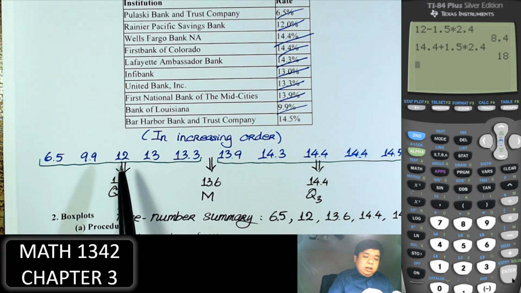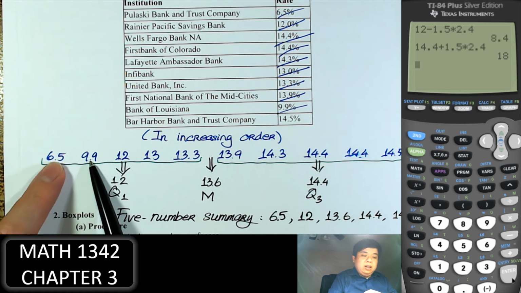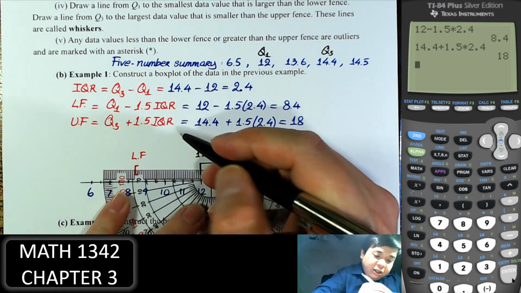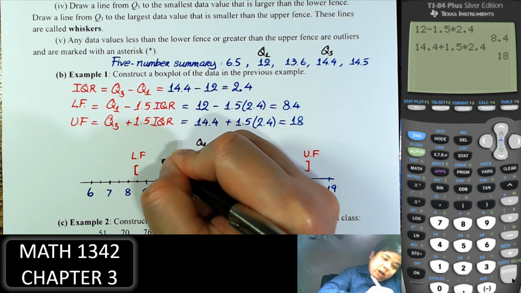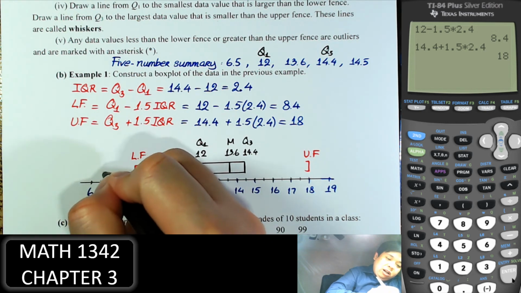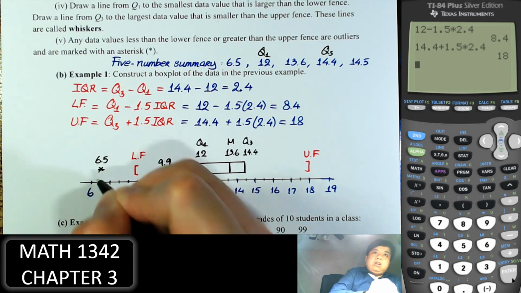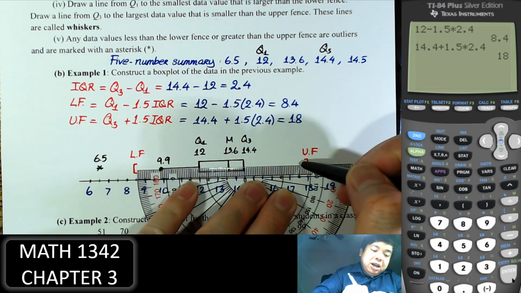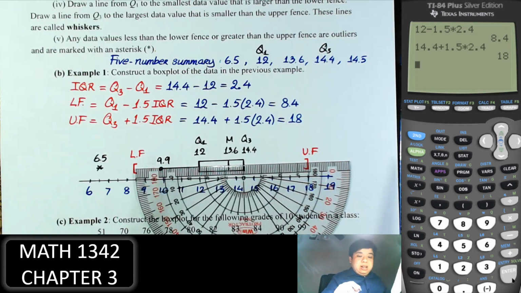So we start from the quartile all the way to the numbers that are still within the fences. So I have to draw that up to 9.9. Stop at 9.9. And there's an outlier, 6.5. Yeah, so for an outlier we draw an asterisk like that. And then we draw up to the biggest number that's still within the fences. So 14.5 is still within the fences.